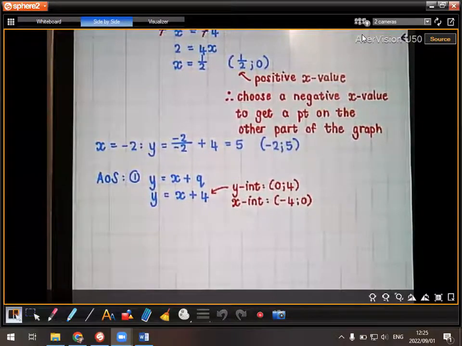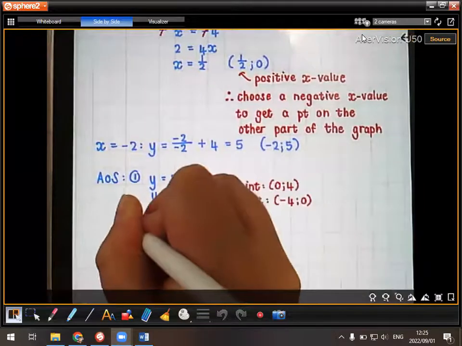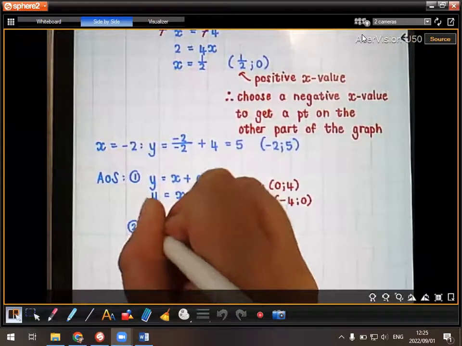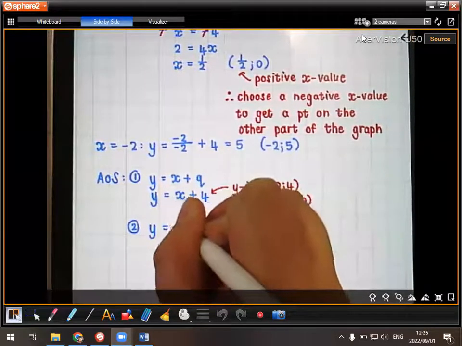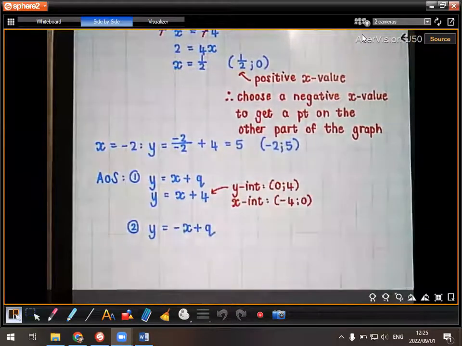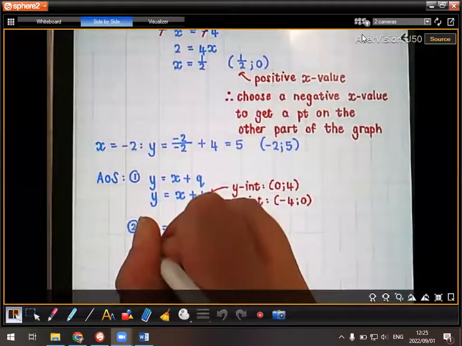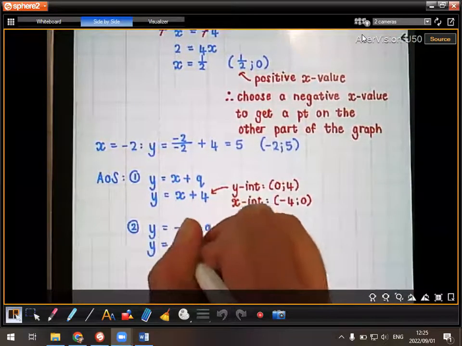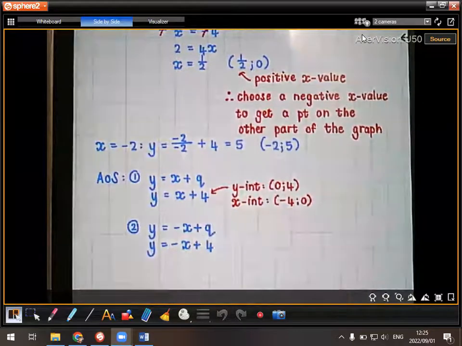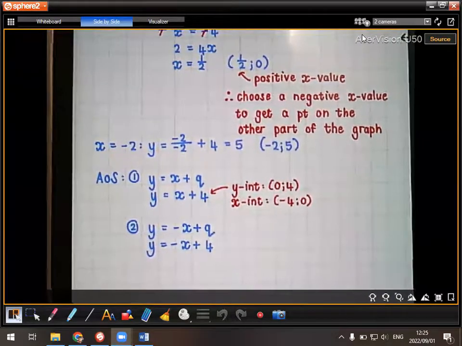Yeah, it's actually like that. Let's quickly do the other one as well. Let's do the calculations. I'll show you a trick to draw it. All right, so guys, this very simple one is going to be negative x plus 4. So the q value is 4.